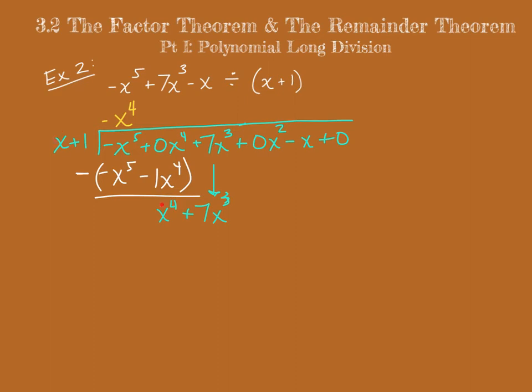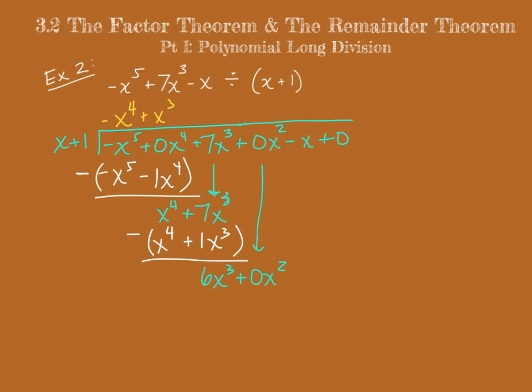X times what will give us x to the fourth, and that answer is x cubed. Then we multiply through by the x cubed times x, and then x cubed times 1. So x cubed times x is x to the fourth. X cubed times 1 is plus 1x cubed, and then we subtract. Our first terms cancel, and this is 7x cubed minus 1x cubed, so it's 6x cubed. Then we bring down our next term, and we just keep going.